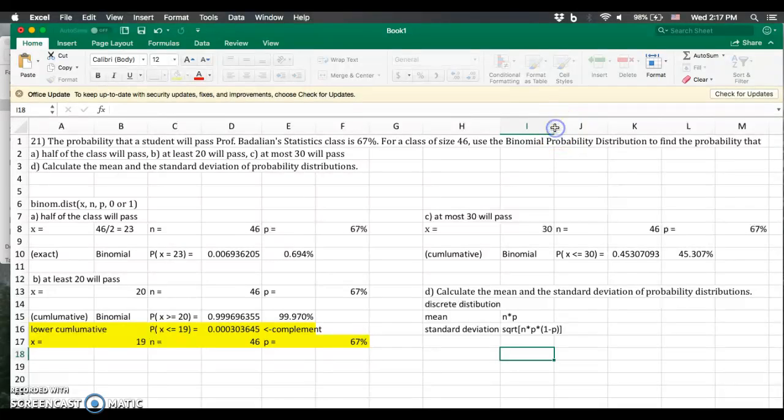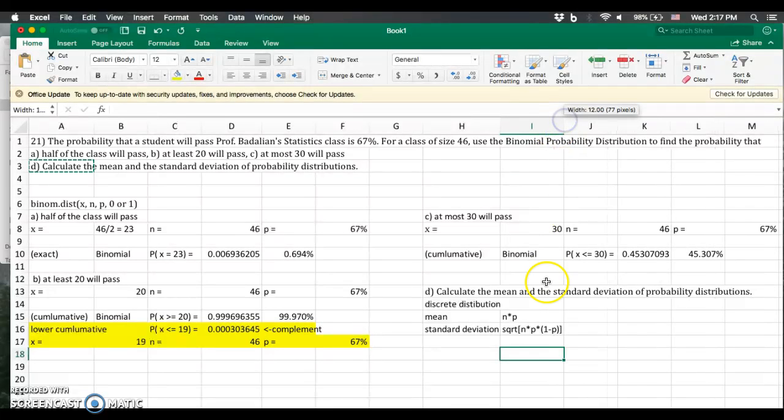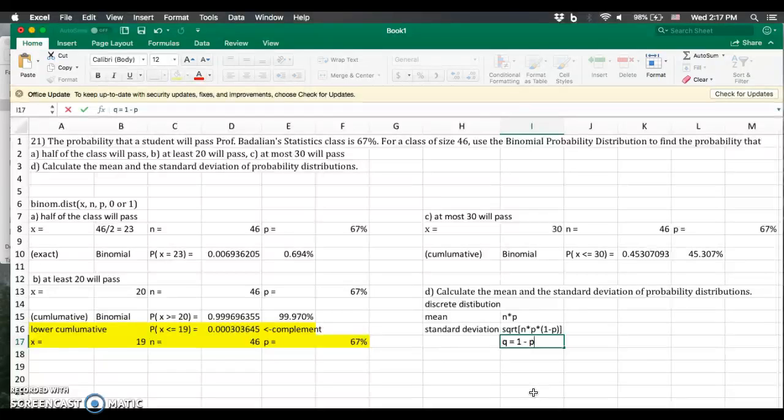Just to make everything simple, Q is 1 minus P. So here we defined a new symbol, Q, which is defined as 1 minus P. So for those problems, if I'm going to find the mean, my sample size is still 46, my probability is 67%. So my mean is 30.82.